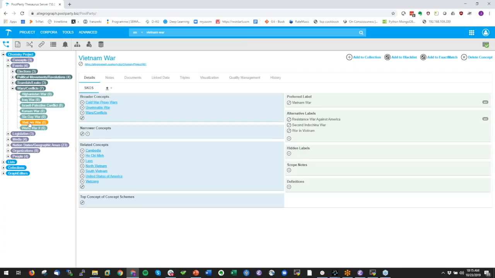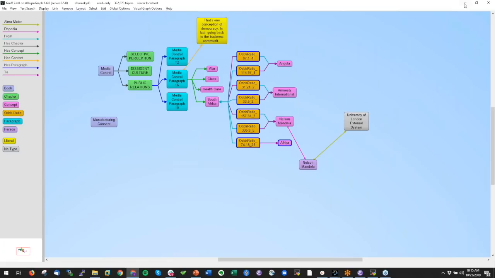So we have a Vietnam War, which has a broader or more general concept called wars, which is part of events. Anyway, you get the point. And then very important, this Vietnam War is a concept. You see here, it's just a concept, and it has a preferred label, the way that you want to talk about it, and all the other ways that people also talk about the concept. Yeah, so we have this taxonomy.